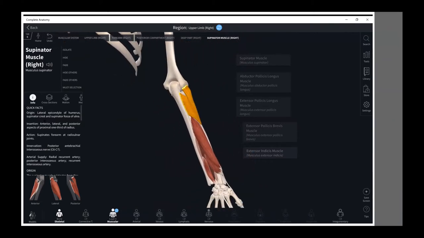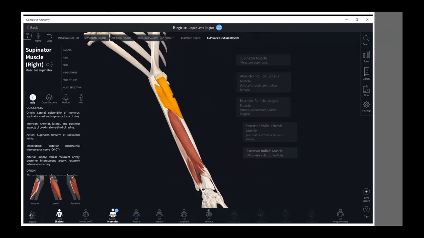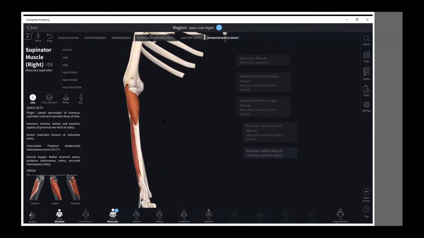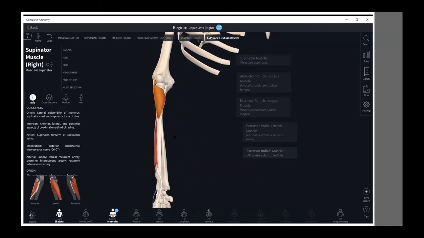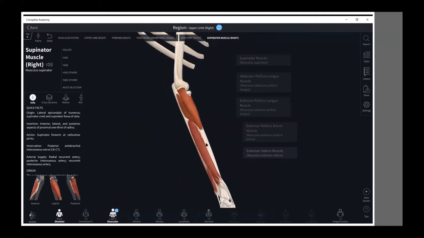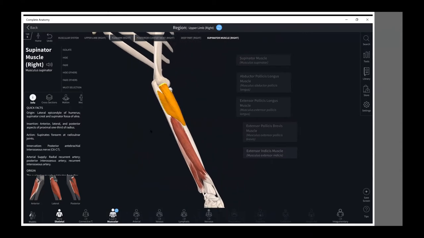So the origin of the supinator is the lateral epicondyle of the humerus and the supinator crest and the supinator fossa of the ulna. So again, a bifurcated muscle with two different bony origins. Its insertion is the anterior, lateral, and posterior aspects of the proximal one-third of the radius. So strong, powerful mover there. Action, supinating the forearm at the radioulnar joint, and it's innervated by the posterior antebrachial interosseous nerve, C6, C7.